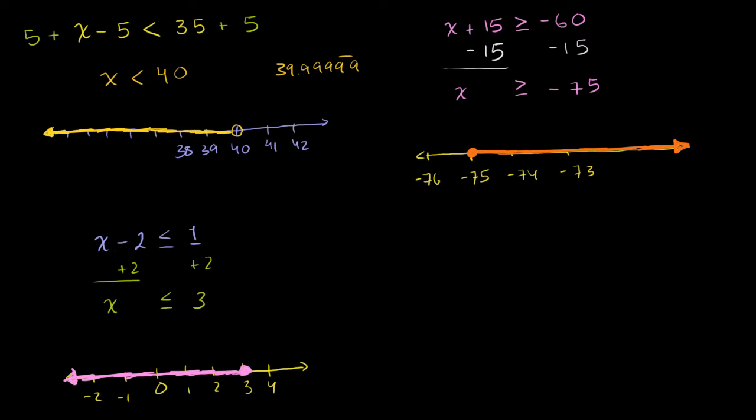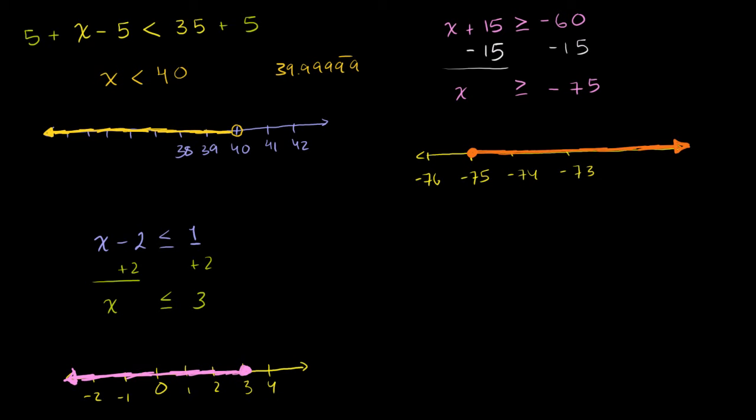And verify it for yourself. If x is equal to 3, you get 3 minus 2, which is equal to 1. And that is valid because it could be less than or equal. If you do 2.999999 minus 2, you get 0.999999, which is less than 1. And you could keep trying for any of these numbers in this pink solution set here.